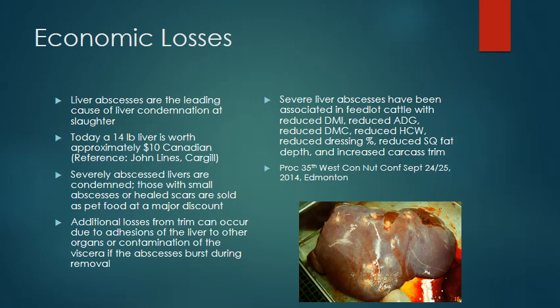There have been numerous studies that have shown that severe liver abscesses, those which we call an A+, have been associated in feedlot cattle with reduced dry matter intake, reduced average daily gain, reduced dry matter conversion, reduced hot carcass weight and dressing percent, reduced sub-Q fat, and increased carcass trim. As a result, liver abscesses are something that both feedlot producers and processors need to work collectively together to try to reduce the incidence of.